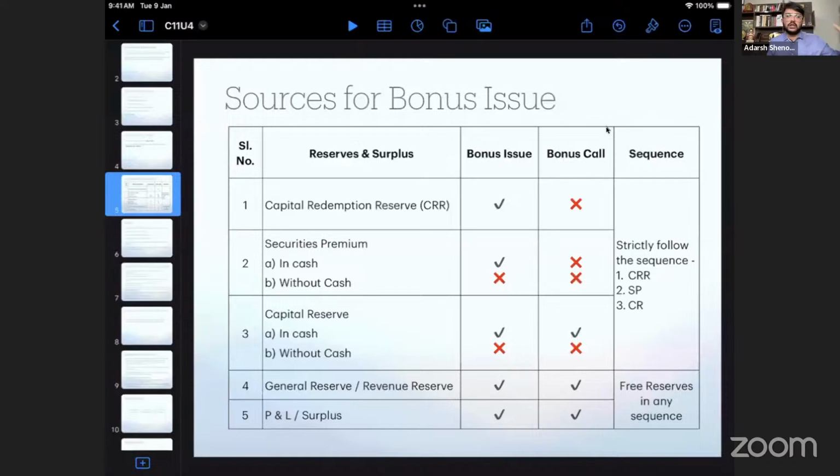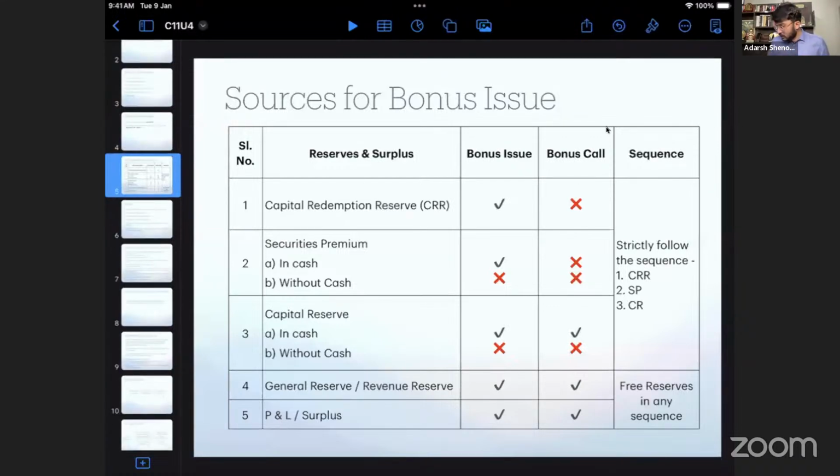Okay, now the sequence for utilizing these reserves. When you're converting the reserves into shares, I will have to do it in a sequence, right? There will be so many reserve accounts, so we will have to follow a particular sequence. Now, what is this sequence going to be? First, we are going to utilize CRR, Capital Redemption Reserve. Next, we're going to use the securities premium account. Then we're going to use the capital reserve account, and then the free reserves in any order. So free reserves can be utilized in any order.